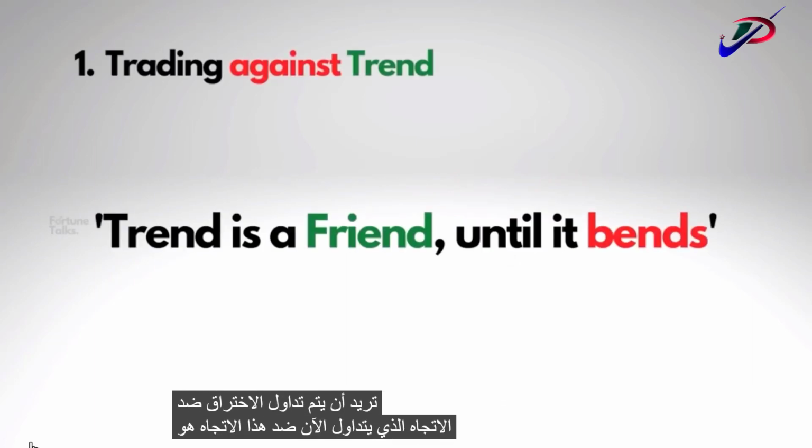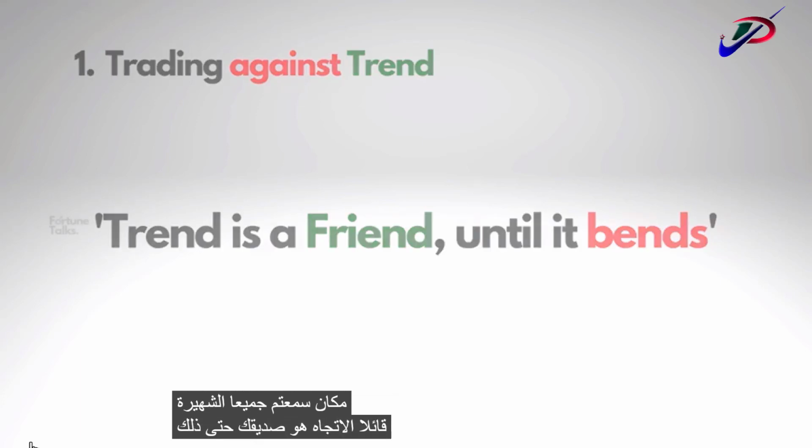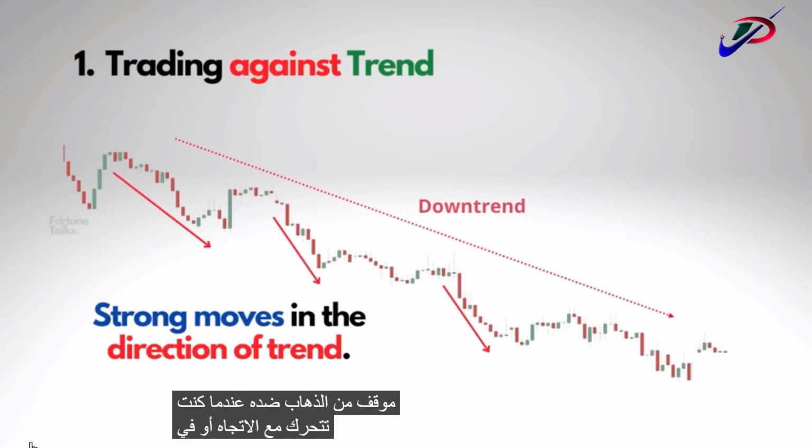Now, trading against the trend is quite illogical for me as a trader, and you don't want to do this in the first place. We have all heard the famous saying, a trend is your friend until it bends. So let's see why trading with the trend puts you in a much more favorable position than going against it. When you are moving with the trend, the moves that you get are pretty strong and can last for a longer period compared to someone who wants to trade against the trend.